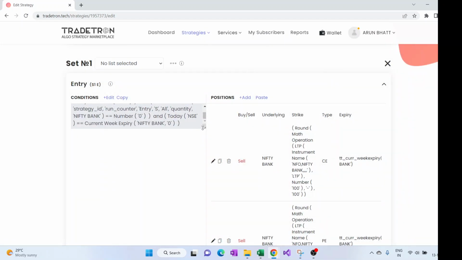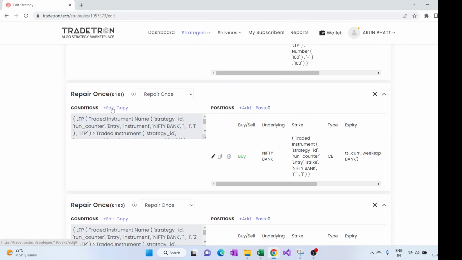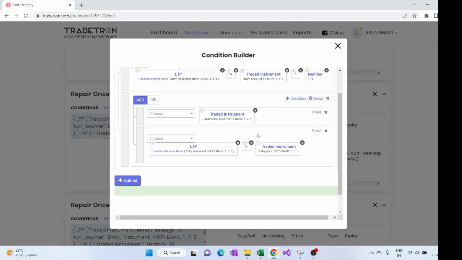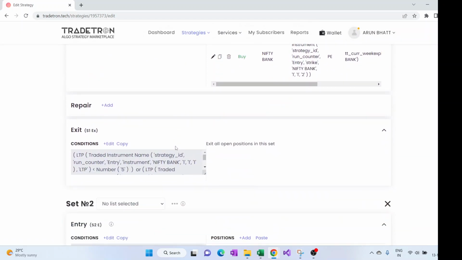So that is here, and we are taking positions in ITM1, and then the repair conditions are simple: whenever an option price reaches 75%, it will take exit, or if the other set has already exited, then it will exit at cost. So those are the repair conditions.